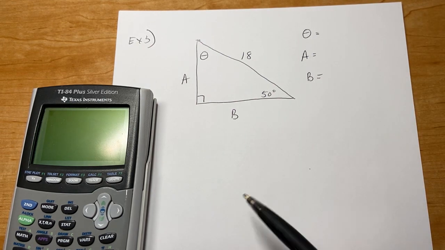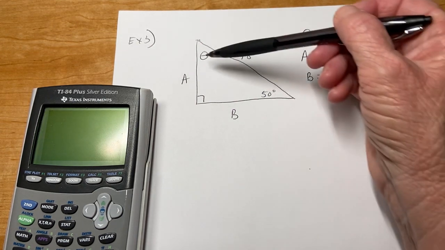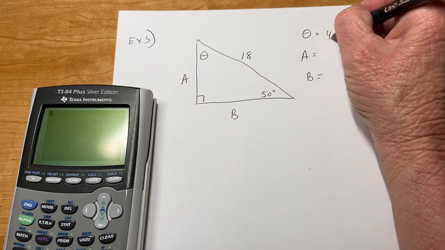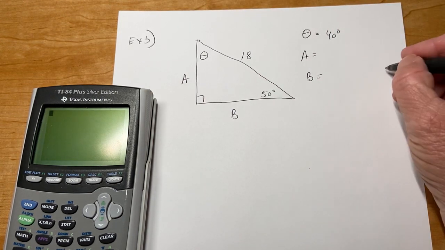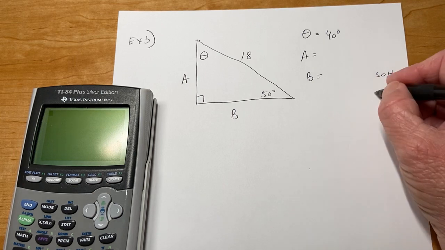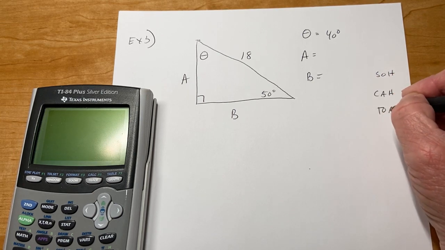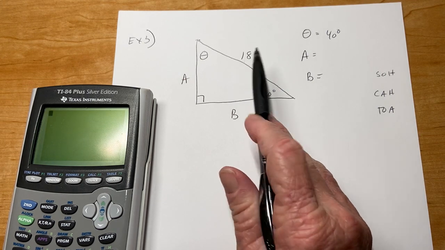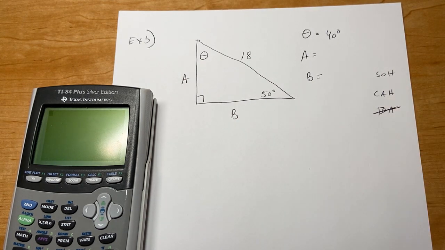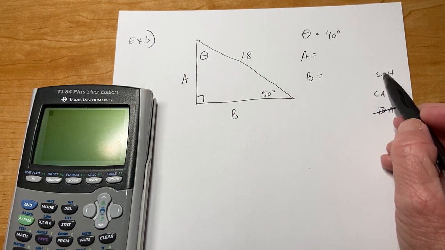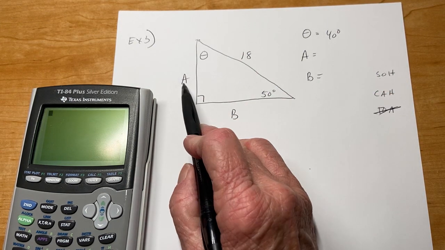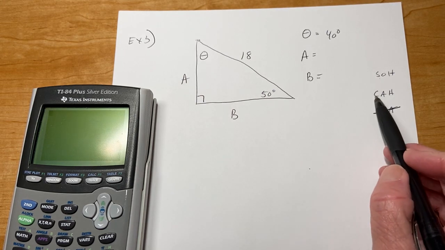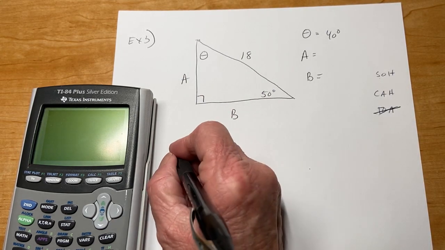Okay, so let's do this. We could do this in our head. These two have to add up to 90. 90 minus 50, 40 degrees. Done. I'm going to keep track of my TOA. So I have 50 degrees and I have a hypotenuse. I'm not going to use tangent. I don't have a hypotenuse in there. So if I use the sine, that will get me the opposite side with the hypotenuse. And if I use cosine, it'll get me adjacent. So let's set it up.